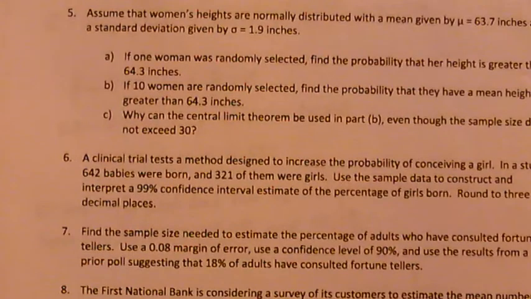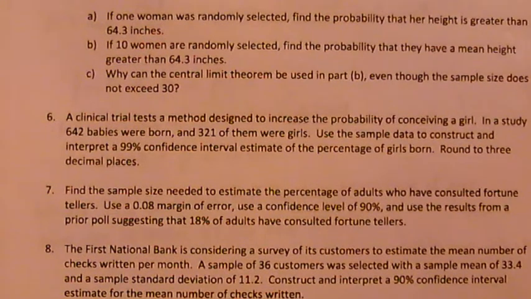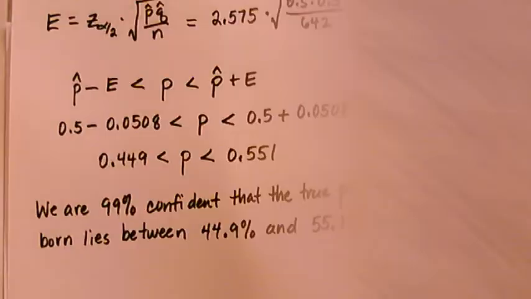Problem number 7. You're finding the sample size required or needed to estimate the percentage of adults who have consulted fortune tellers. And here you want to use 0.08 margin of error and use a confidence level of 90%. And you want to use the results from a prior poll suggesting that 18% of adults have consulted fortune tellers. Okay, so here we're finding the required sample size needed.